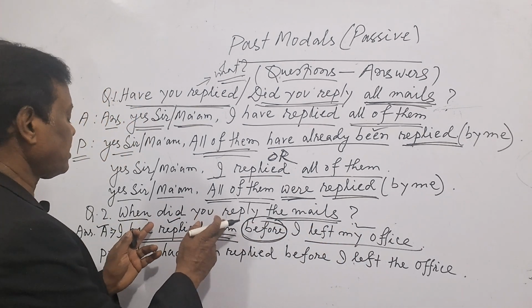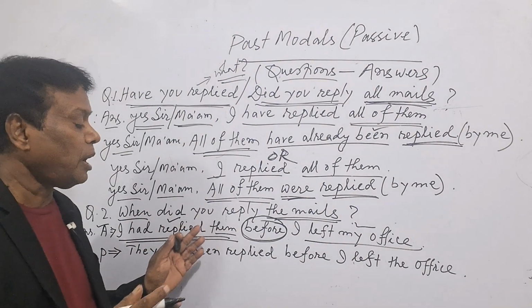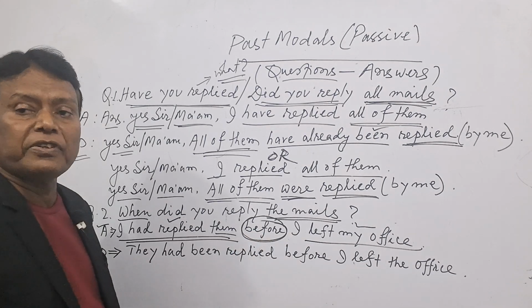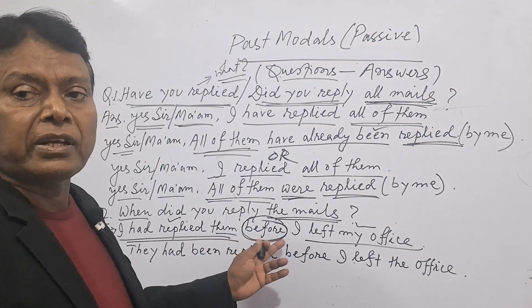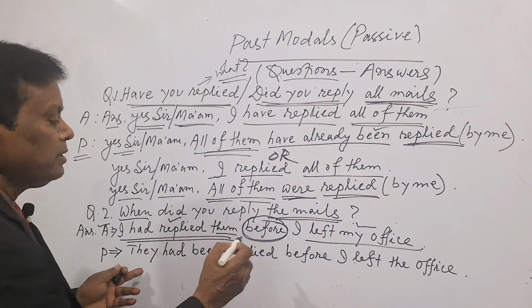As per the question is concerned, question क्या है? When did you reply the mails? कब मेल किए थे? तो आपने सही टाइम बता दिया. I had replied them before I left my office. So that is your active answer. You can give the passive answer also. What is the passive answer?